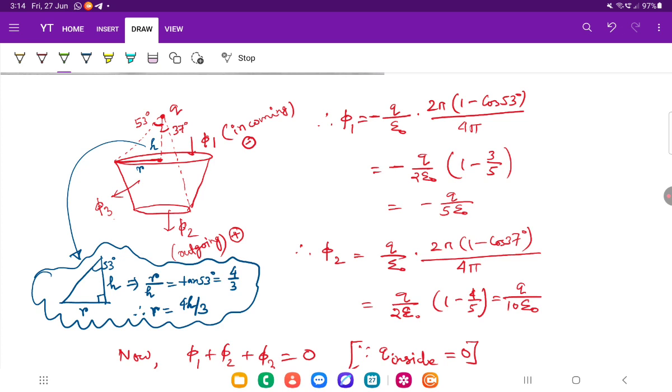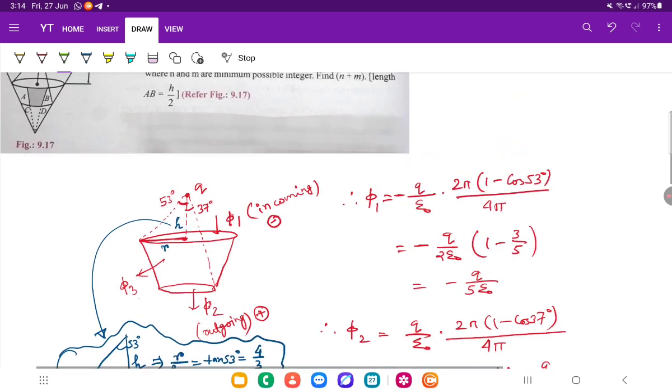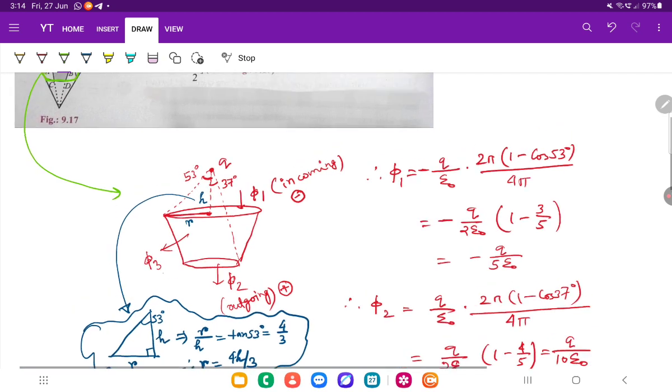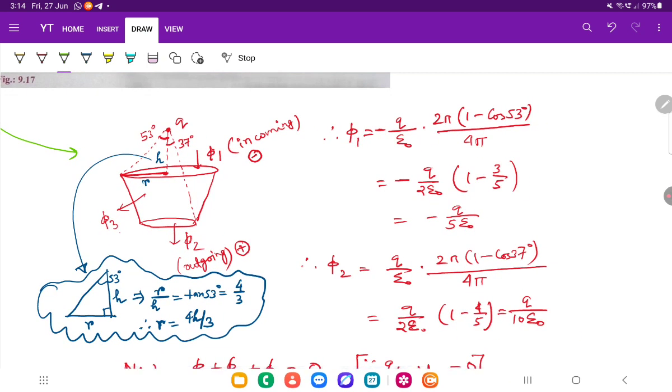First I have drawn only this frustum portion, right? I'm marking with green color, so only this portion I have drawn here. So this is that frustum portion, and here was the charge q given. The upper circular face joining the edge of the upper circular face to the point q was subtending an angle of 53 degree with the vertical line, and the lower circular face was subtending 37 degree. All these were given, right?